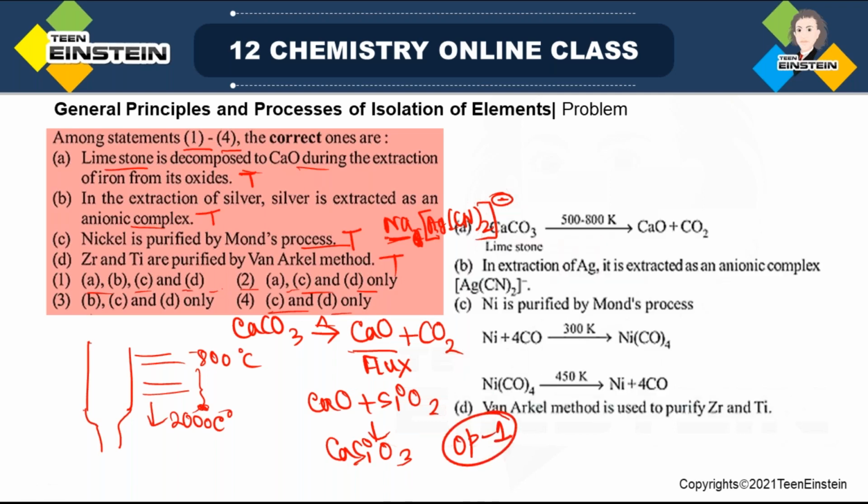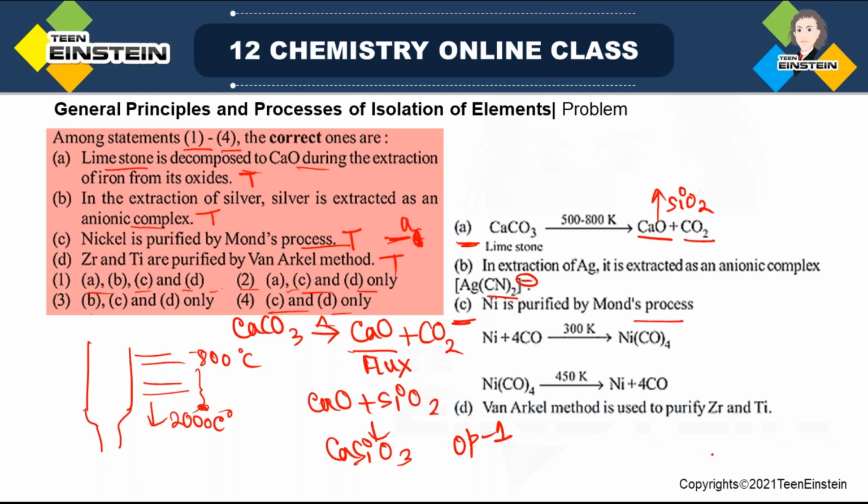The answer is written here. For the first statement, limestone is decomposed, and CaO reacts with silica and forms the slag, which is calcium silicate. The second statement is true because it forms this type of complex, and this negative charge is balanced by the sodium ion. Third, nickel is purified by Mond's process.